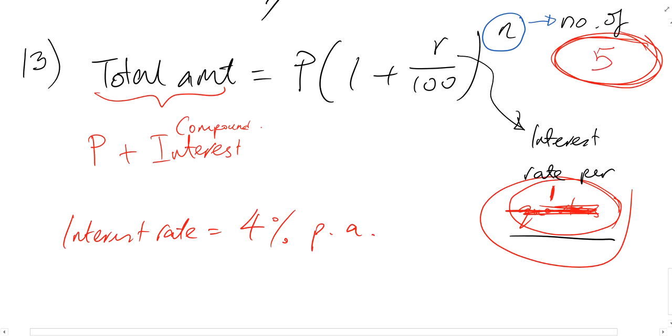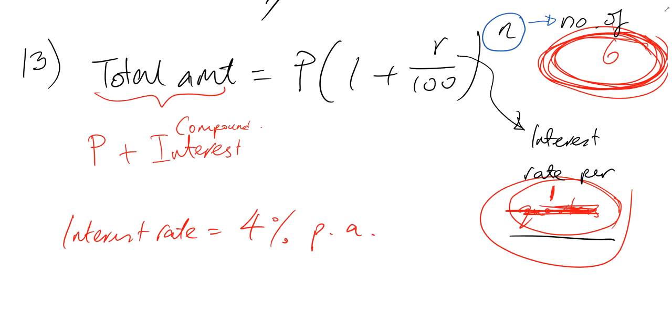Understand how it works? If they say find the total amount after 1.5 years. After 1.5 years. So what is the number of periods over here? The number of quarters over here? 6. You must know how to get this yourself. 1.5 years. 1 year, 4 quarters, right? Half year, 2 quarters, right? 4 plus 2, 6. Understand? So this is for quarters.